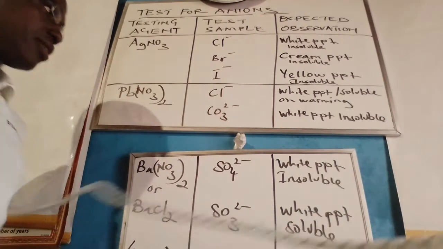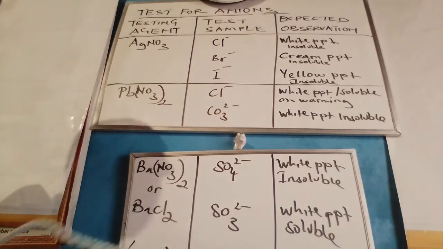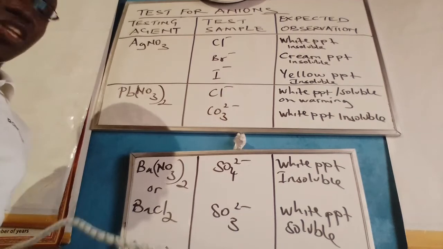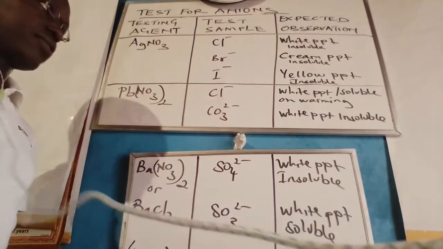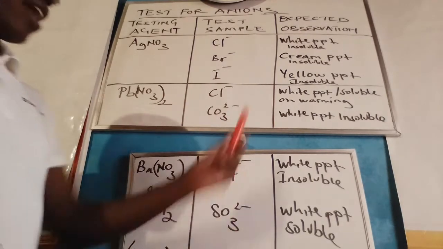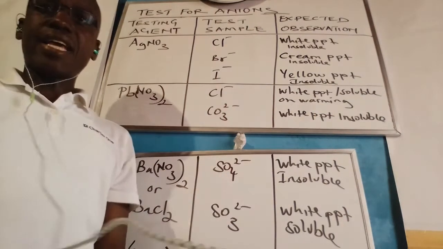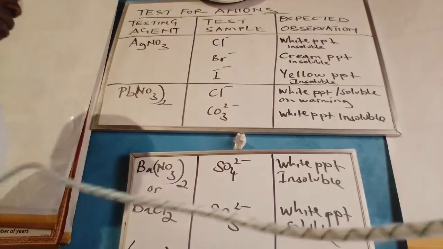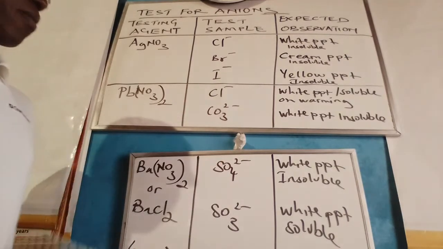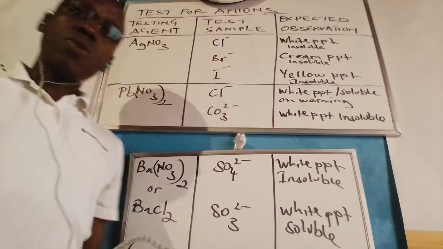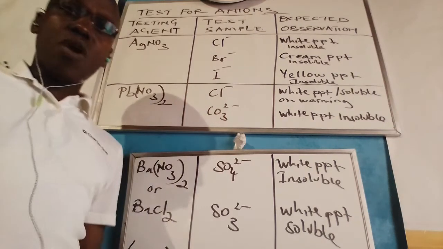Now, lead nitrate is also used for the testing of chloride ions, but then it gives an identical result with carbonate, with only a slight distinction in the sense that when lead nitrate is added to chloride ions or suspected chloride ions, it will form a white precipitate, but the precipitate will dissolve on warming after adding excess of the nitric acid. On the other hand, when lead nitrate is added to carbonate ions, it will also form a white precipitate. However, that precipitate will remain undissolved even in the addition of excess nitric acid and warming.